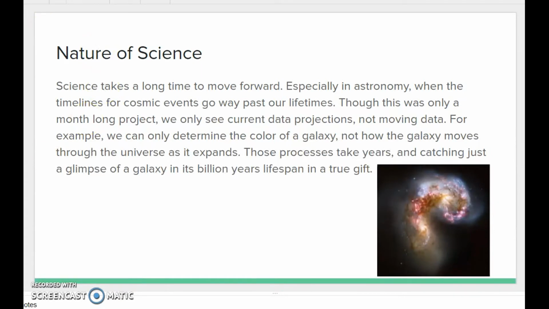Obviously, science takes a long time to move forward, and especially in the astronomy field, the timeline for cosmic events goes into millions upon millions of light years, which is way past our lifetimes. And even though this project was only a month long, we were still able to catch glimpses of galaxies in their long, long lifetimes. And though it was not moving data, we were able to see current data. And though we were only able to determine the color of the galaxy, not exactly how it moves, because when it moves it takes years upon years, we still were able to see one glimpse, which is a true gift because of how long these processes take.